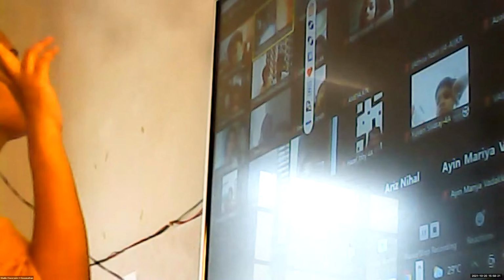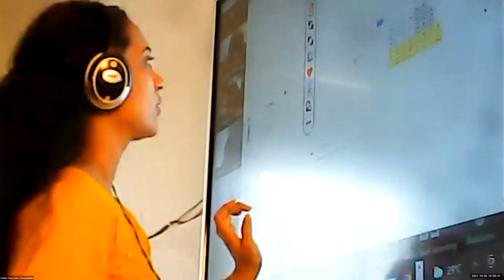Okay, no problem. Before that, which were the long and short vowel sounds? Who can tell me? Yes, Joanne. Ma'am, short vowel sound. A, E, O, U. Good. Thank you. So we are now looking at the short vowel sounds, okay?